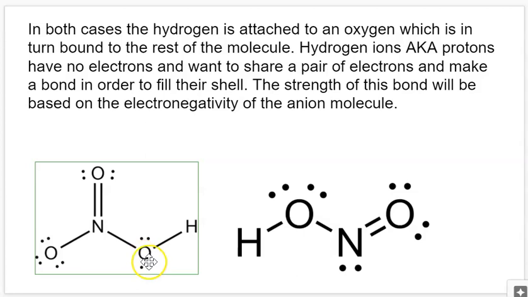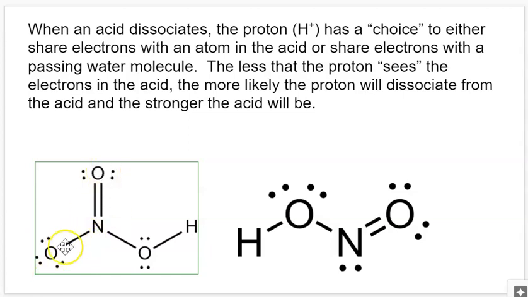In this case, the oxygen is going to donate a pair of its electrons to make a bond with the hydrogen. And the strength of this bond is going to be based off of the electronegativity of the rest of the molecule. In both of these cases, we have nitrogen bound to a bunch of oxygens, and these oxygens themselves are pretty electronegative. That's going to affect this bond here because electrons are going to be pulled away from this bond towards the rest of the molecule.